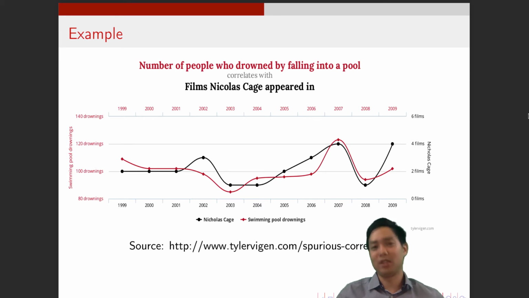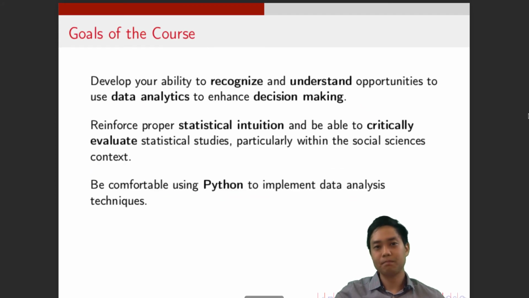This is very clearly not a causal relationship, but you might fall into the trap of making these kinds of very strong statements when you're doing data analysis. So what are the goals of the course? To put it succinctly, it's to avoid the situations of trying to say Nick Cage movies cause people drowning in pools.